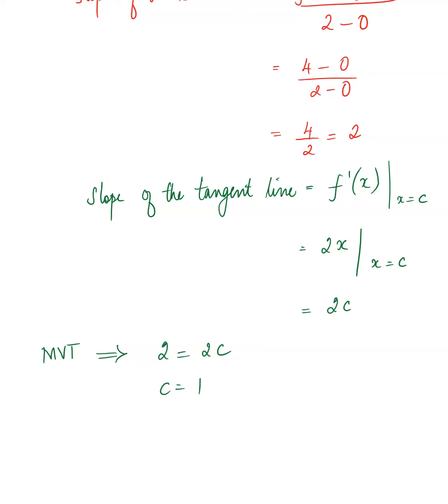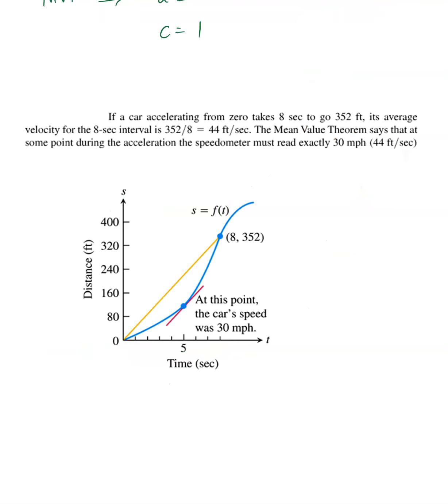I'll also illustrate using another real-world example. Let's take a look at this example. If a car is accelerating from 0, look at the graph here. I'm going to explain this using the graph down here. The car is accelerating from 0, takes 8 seconds, so that's your t, to go to 352 feet. That's the corresponding y value here. So from 0, it accelerates and gets to 352 feet in 8 seconds.